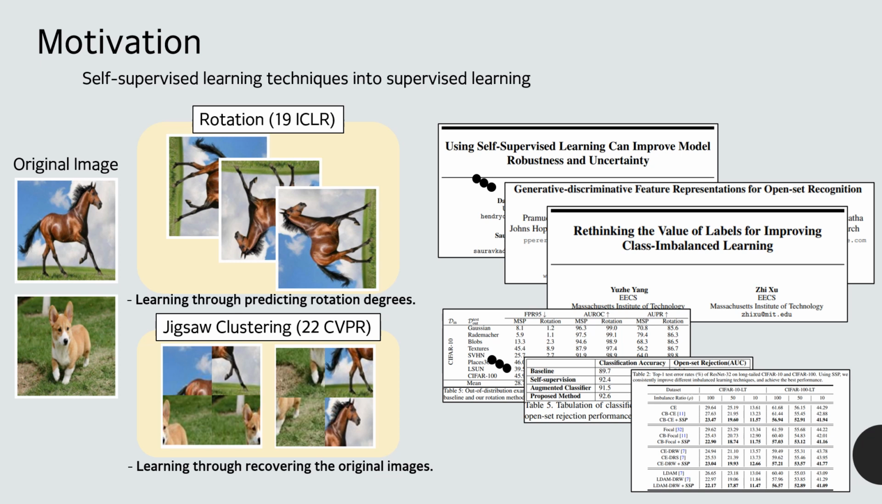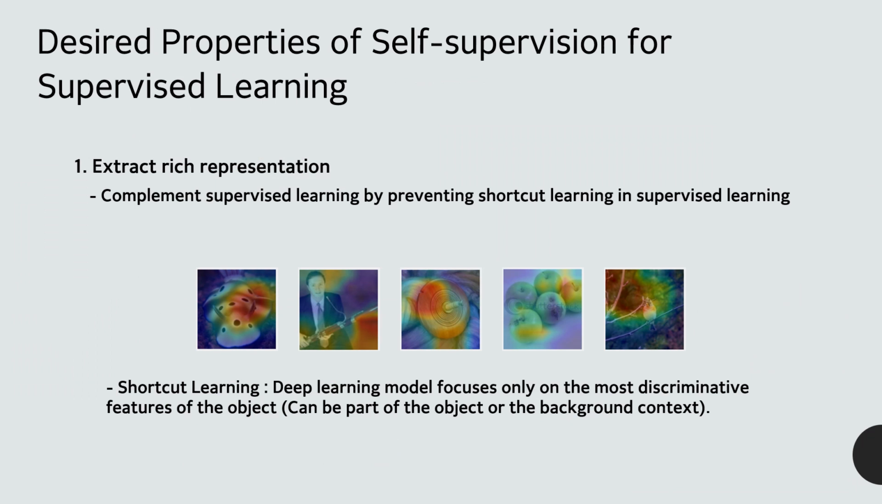Recently, along with the success of self-supervised learning in the unsupervised domain, many papers have introduced adopting self-supervision into the supervised domain because it actually helps in some aspects. Rotation and jigsaw, etc., are the popular techniques. Still, as these methods are devised for the unsupervised domain, self-supervision should be modified to be tailored for supervised learning. Thus, we first suggest three desired properties of self-supervision for supervised learning.